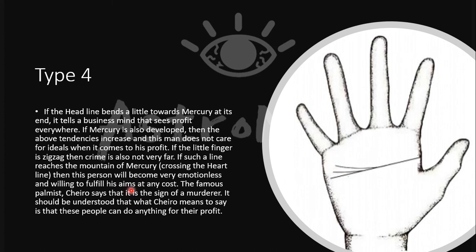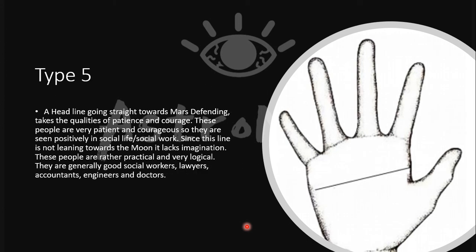So as per the famous palmist that we know, Cheiro, he says that if a person has a zigzag little finger, and the curved line is going to the Mercury area, then they might commit any crime. These are the people who do murder also, but you can understand it one way, that they can do anything for getting some profit.